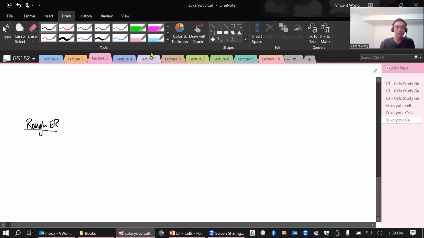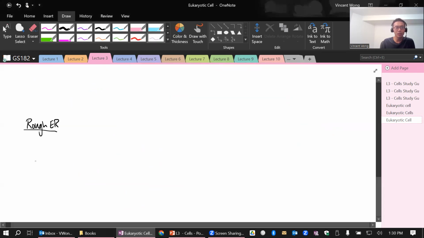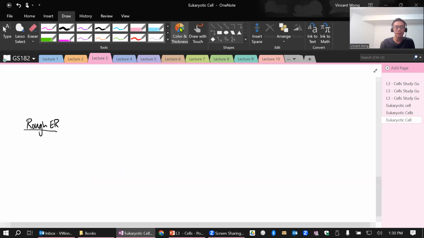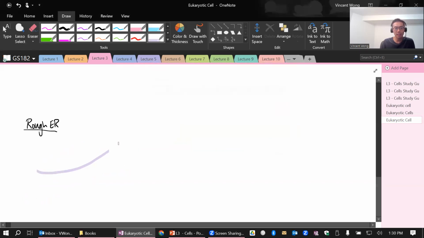Okay, the rough ER. What does it do? So I'm going to zoom in on one of those tunnels I was drawing earlier. It's going to look maybe something like this. This is the inside of the structure, and this is just the outside.